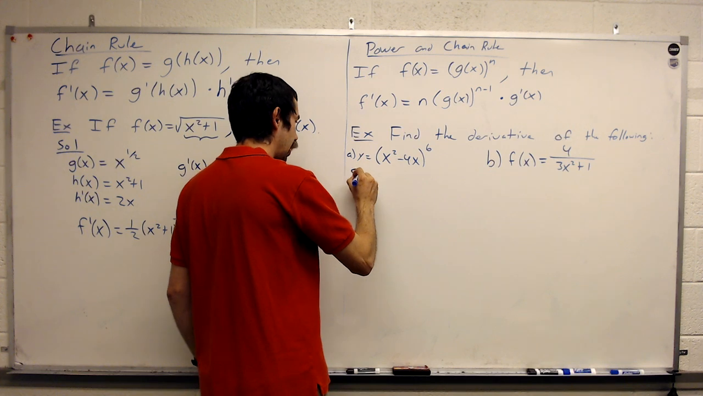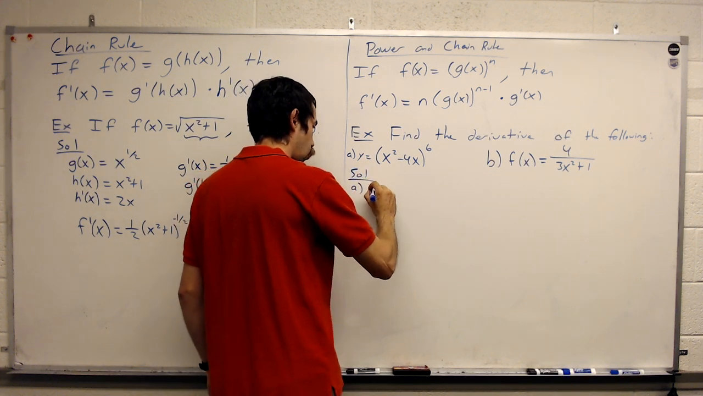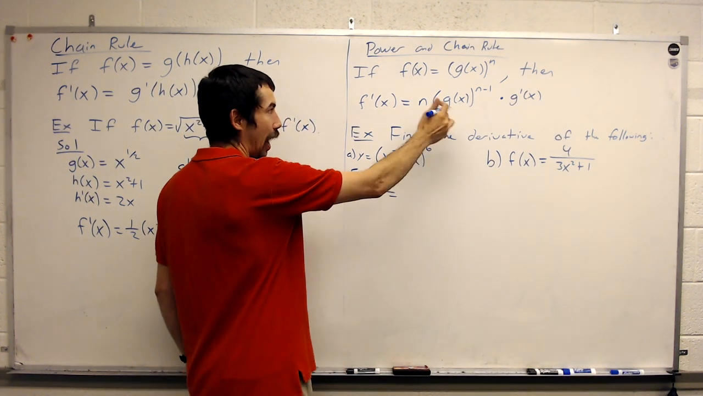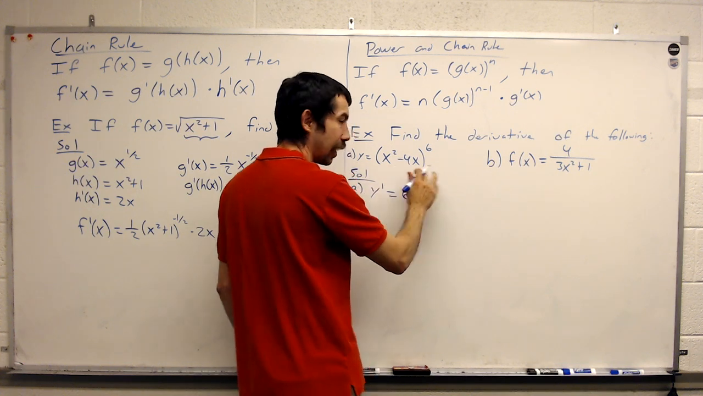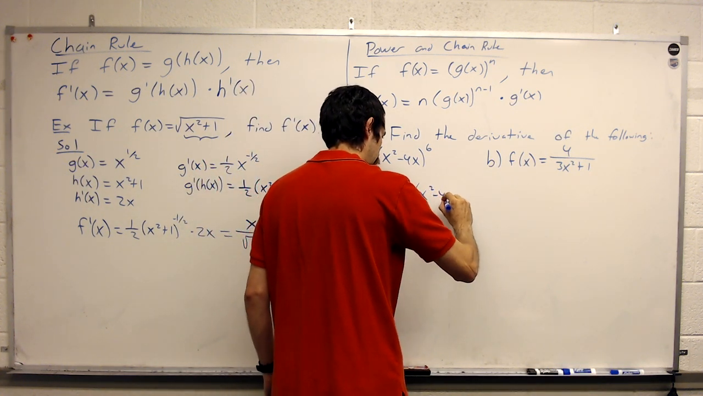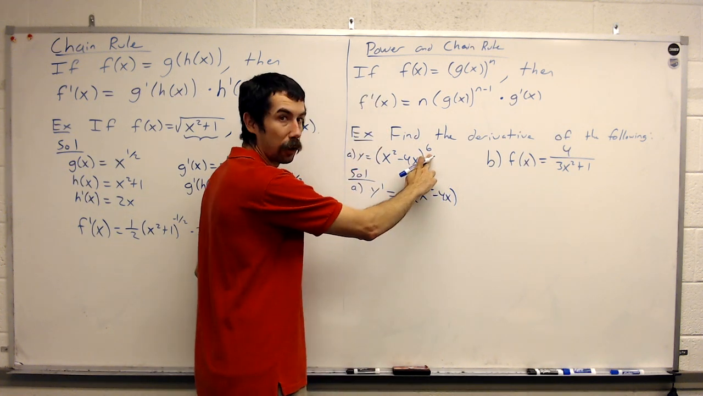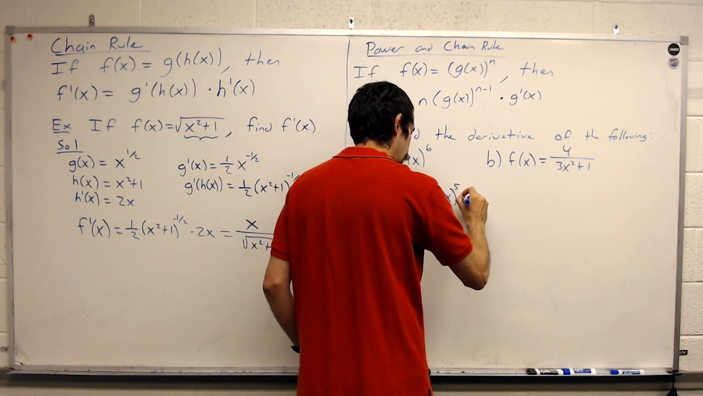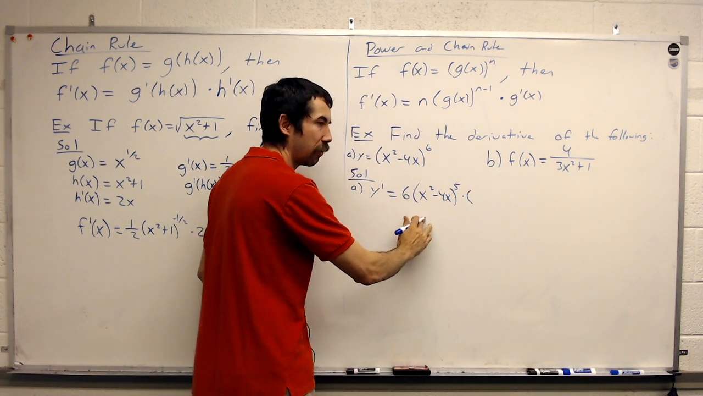All right, so for a, y prime equals, we bring the power in front, do not touch the inside. Subtract 1 from the exponent. And now we multiply by the derivative of the inside.